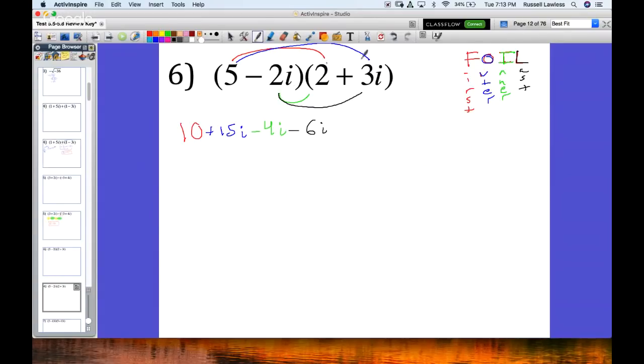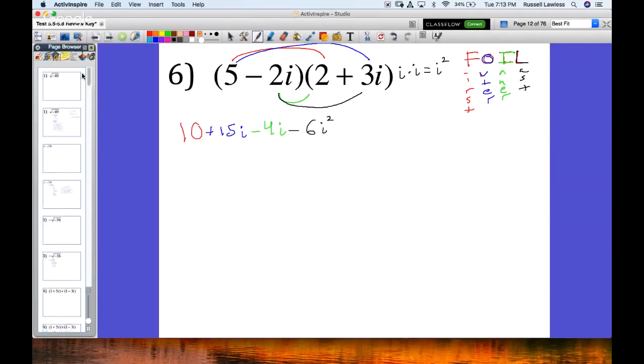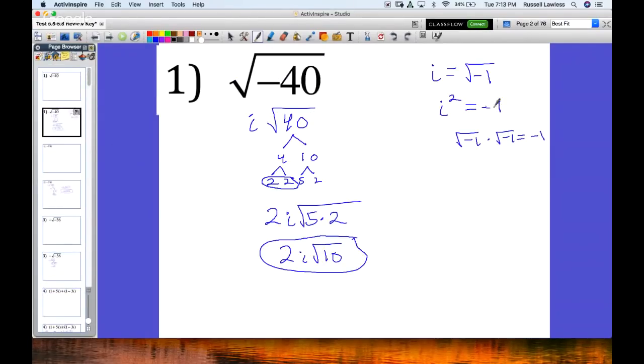Moved a little too fast. If I have 2i times 3i, that's 2 times 3 to get 6. I times an i will give us an i squared. Now, here's a neat thing about i squared. I squared, if we recall going back to the first problem, is actually the value of -1.